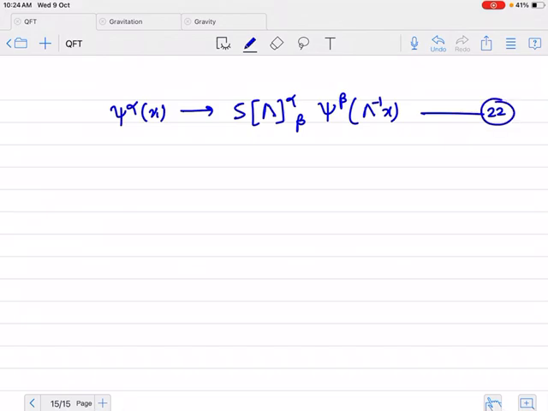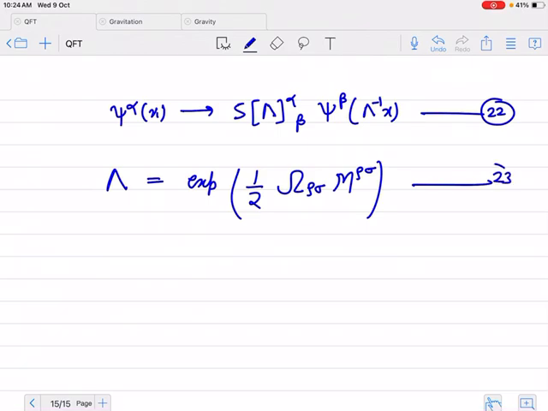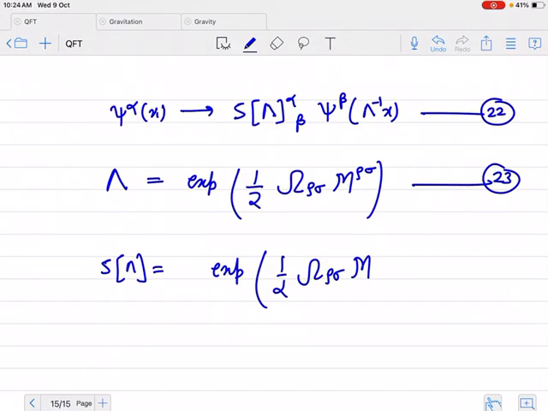It's just a name. You can give any name to the equation. You should not ask where equations 20 and 21 are; I'm just putting it randomly. This lambda is the usual definition, exponential of half omega rho sigma M rho sigma, and this S is again exponential of half omega rho sigma, not M, but S rho sigma.